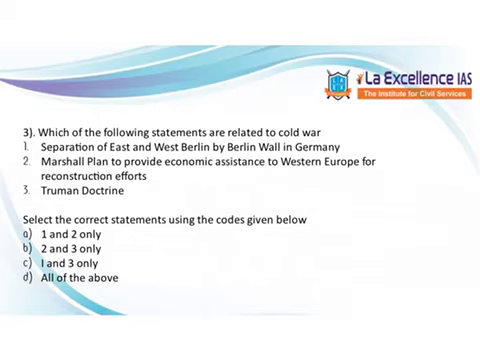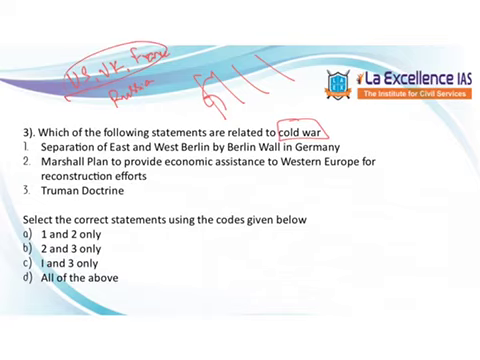Let's move on to the next question. Which of the following statements are related to the Cold War? We are aware of this. After the Germans' defeat in the war, the Allied powers, that is US, UK, France, along with the Soviet Union, or Russia as we currently call it, took over the territory of Germany. After that, they divided it into 4 zones. The whole of Germany was divided into 4 zones. Later, US, UK and France decided to rule over the East Germany, and Russia, or the Soviet Union, took care of West Germany along with Berlin.